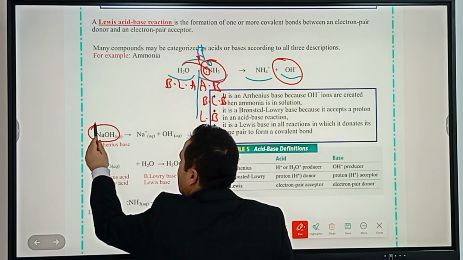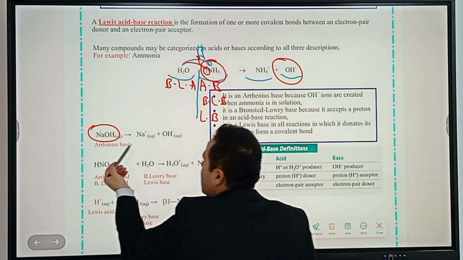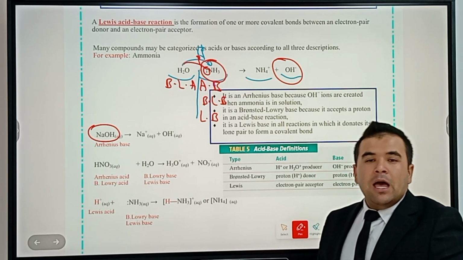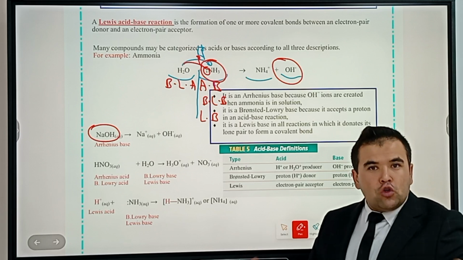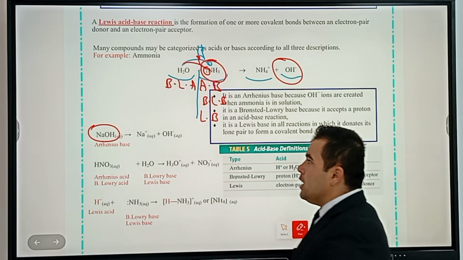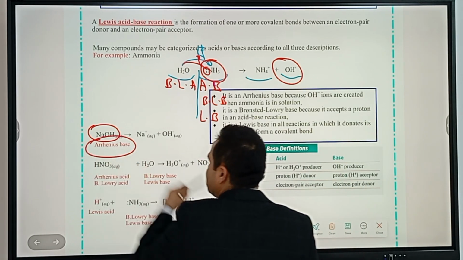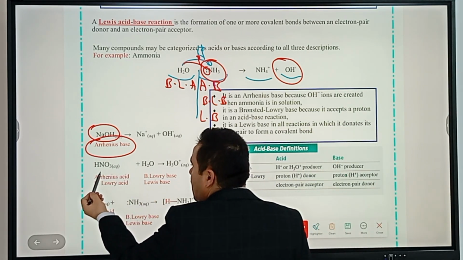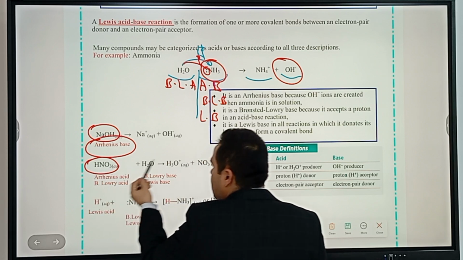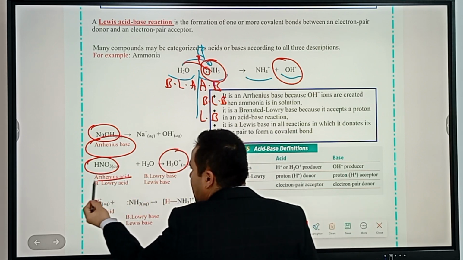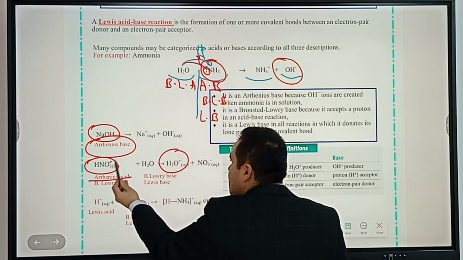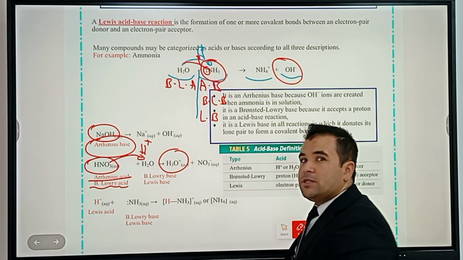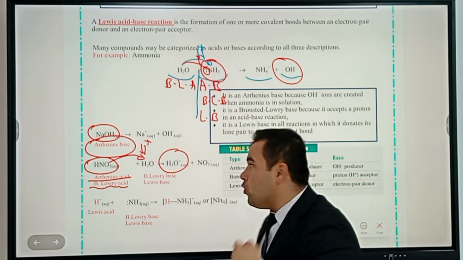Have a look at this, guys. NaOH, it's a metal hydroxide, cannot be classified as Bronsted-Lowry and also cannot be classified as Lewis, because there is no donation or acceptance of a pair of electrons, so it's only an Arrhenius base. And according to the other example, guys, HNO3 increases the hydronium, so it's an Arrhenius acid, and it donates a proton to H2O, so it is a Bronsted-Lowry acid. But is that a Lewis acid? No, because it donates a proton.